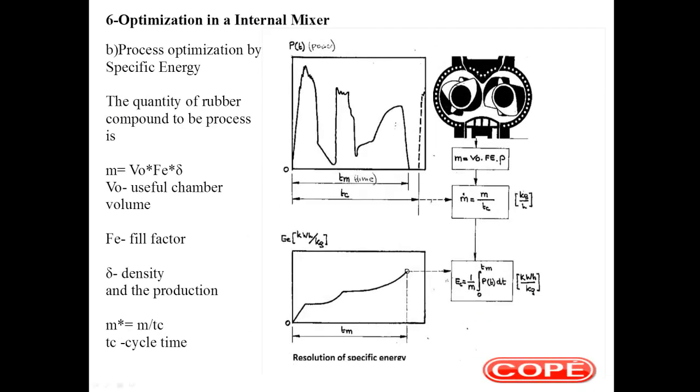When you talk about the optimization process, you have to know exactly the amount of material that you can produce in a mixer chamber. This amount is a function of the useful chamber volume, the fill factor, and the density. The fill factor is related to the rotor geometry. In these pictures, we can see the power integration over time, and the levels of energy for each time.